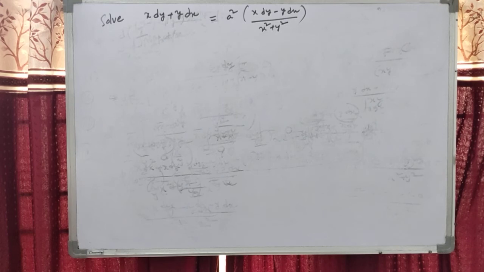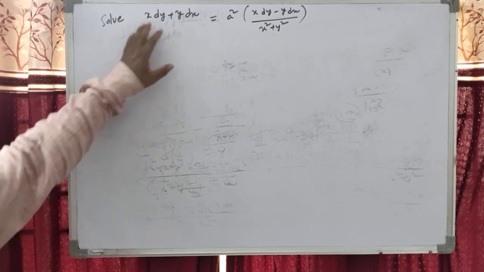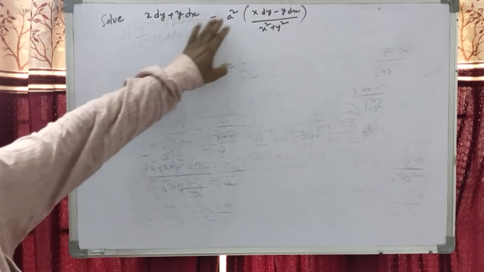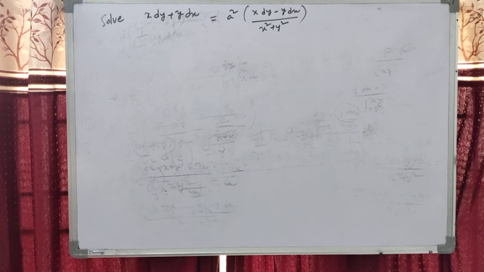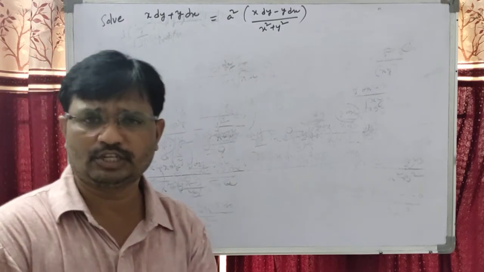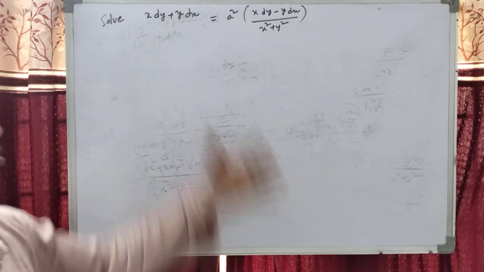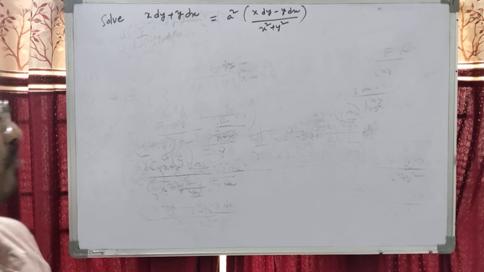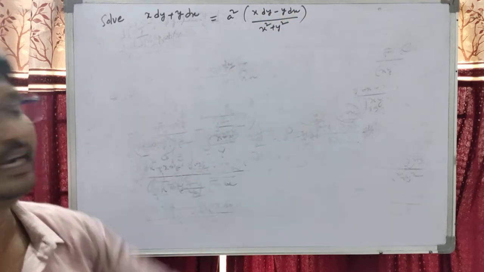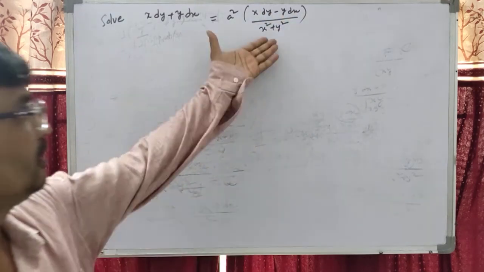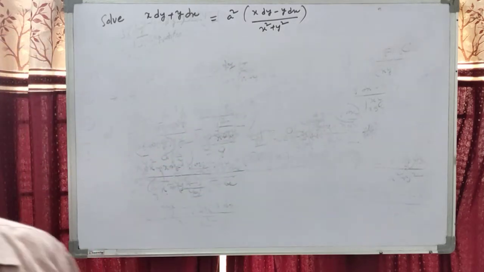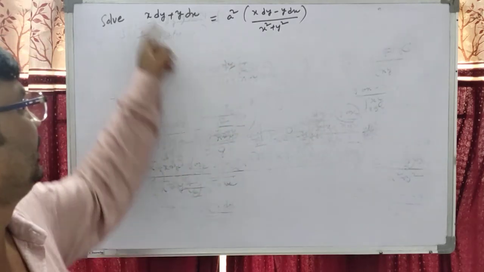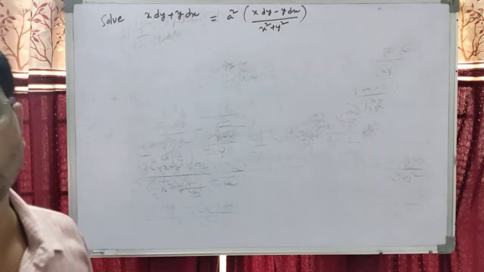My dear students, what a wonderful question there is. x dy plus y dx, a square into x dy minus y dx upon x square plus y square. Dear students, just check in your mind whether it is variable separable. Undoubtedly we can't separate the x and y. Here x dy is there, y dx is there. It is not a homogeneous function. The degree here is 1, here the degree is 2.